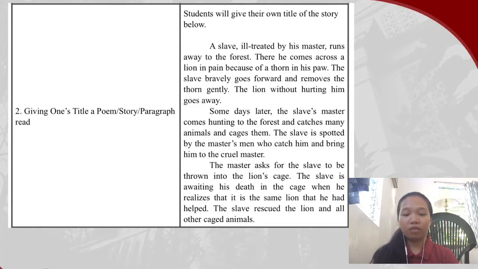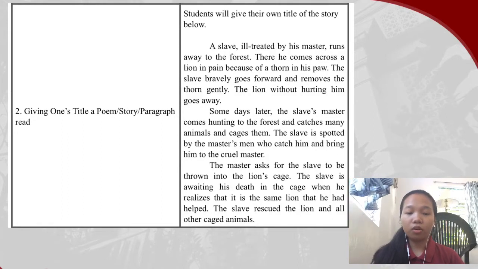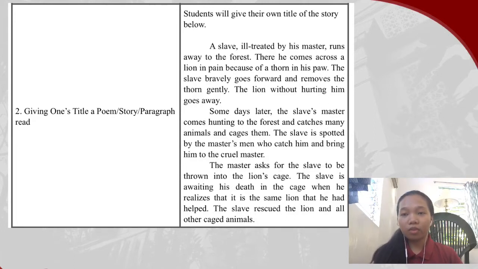So my first activity for this learning competency is giving one's title to a poem, story, or paragraph read. In here, the students will give their own title to the short story that will be provided. So I came up with this.